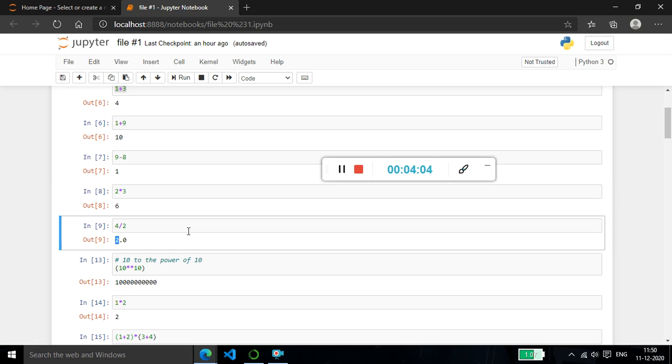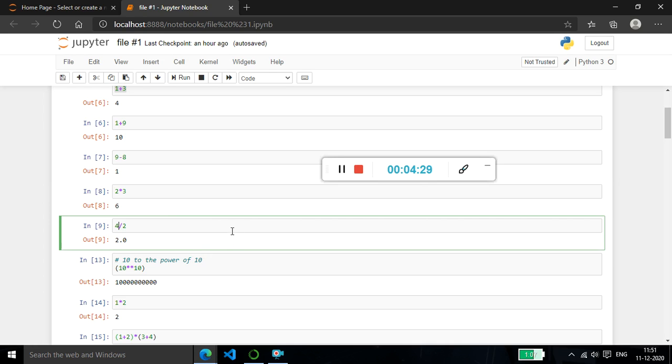A finished code will not show point zero. If I change it to 5 divided by 2, the answer is 2.5, so only then 2.5 will be shown. Otherwise, if the answer is 2, like 4 divided by 2, then point zero will not be shown in a finished code. But here it is showing because it's raw.